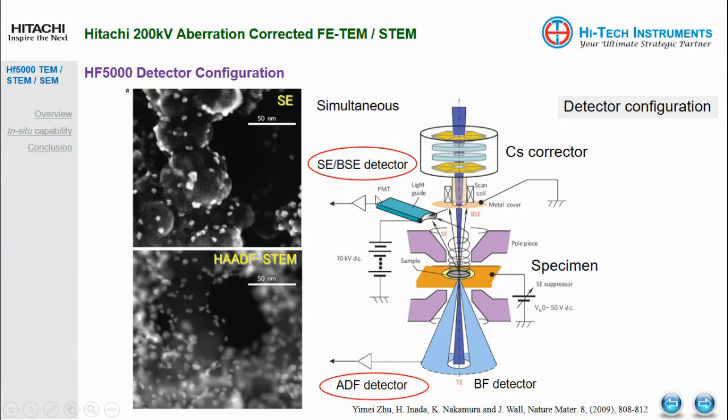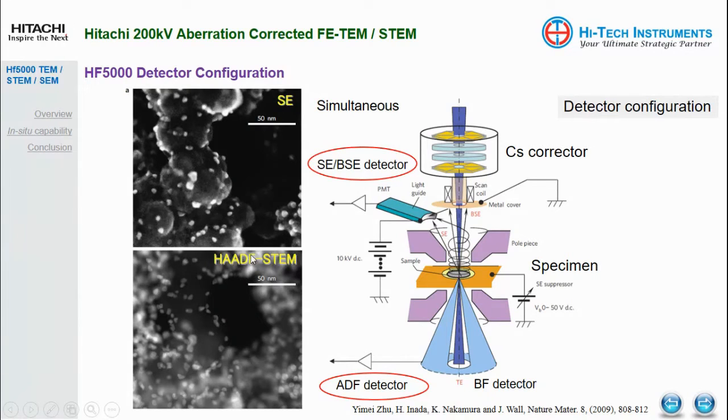And this is the SE or BSE detector here. So that is the corresponding SE imaging. There is a catalytic particle on the support, carbon support. And this is the dark field detector here. And you have the bright field detector here. Your specimen is here. So this is your the same location.